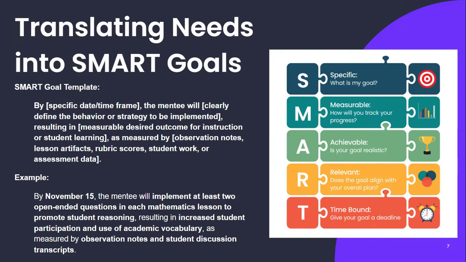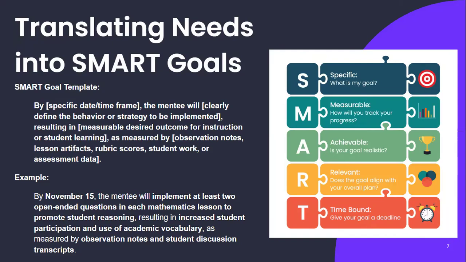It's got to be achievable. Is it realistic? It's got to be relevant. Does the goal align with our overall plan? So that's where that coherence and unity comes in your coaching plan. And is it time bound? Do we have a deadline for reaching this? So I've also provided an example here that correlates with the template. Of course, you can rearrange it as needed, but it does need to have all those components.